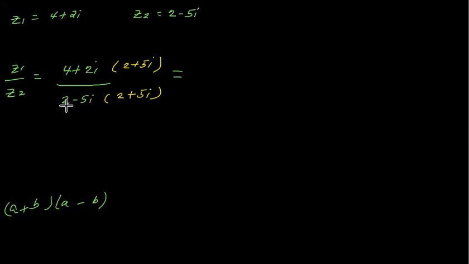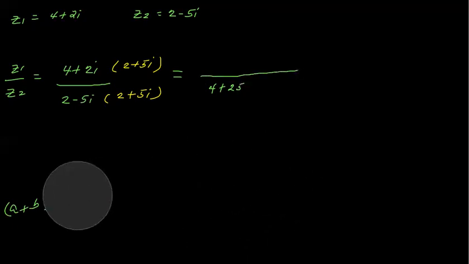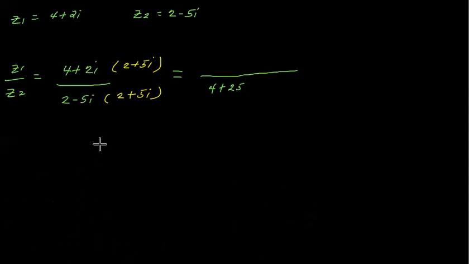So in the bottom here, we will have A squared, which is going to be 4. It's supposed to be minus B squared. What is B? B is 5i. So what I'll have is minus 25i squared, which is minus 25 multiplied by minus 1, hence plus 25. This is plus 25. Okay?